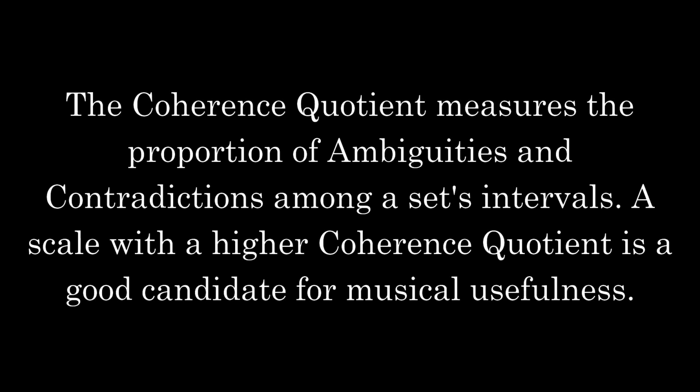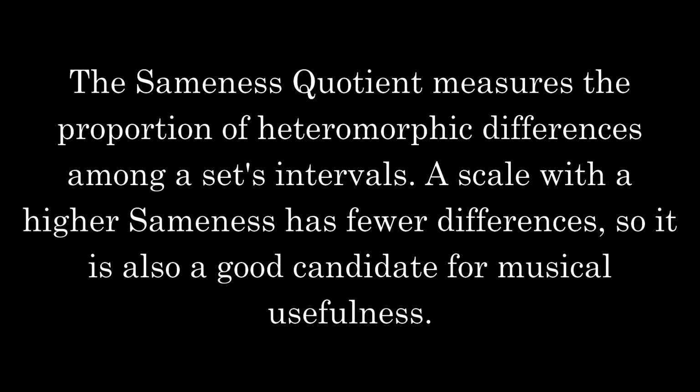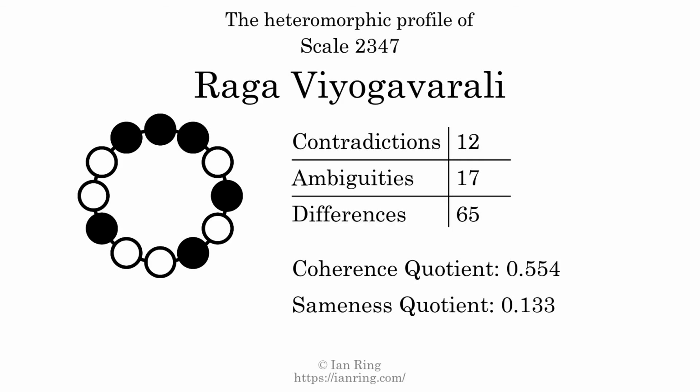The coherence quotient measures the proportion of ambiguities and contradictions among a set's intervals. A scale with a higher coherence quotient is a good candidate for musical usefulness. The coherence quotient is 0.554. The sameness quotient measures the proportion of heteromorphic differences among a set's intervals. A scale with a higher sameness has fewer differences, so it is also a good candidate for musical usefulness. The sameness quotient is 0.133.